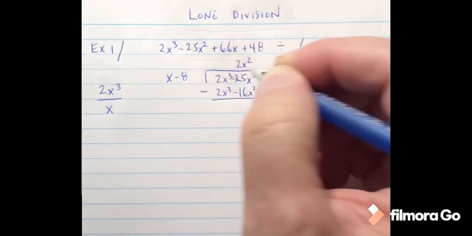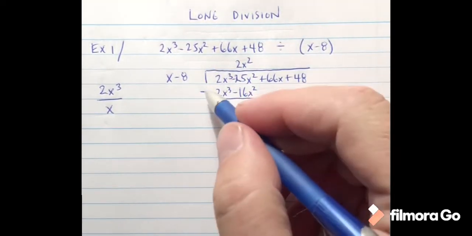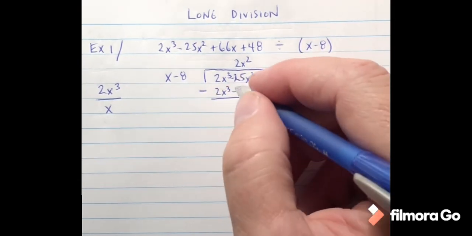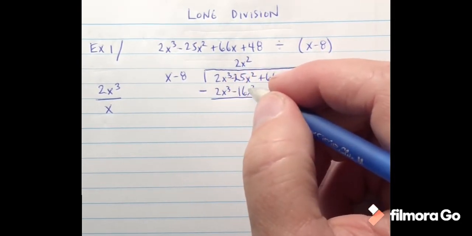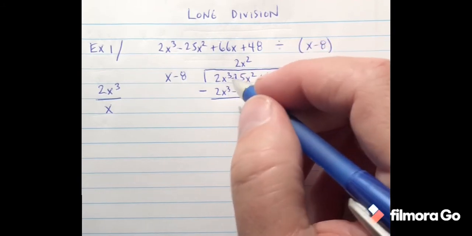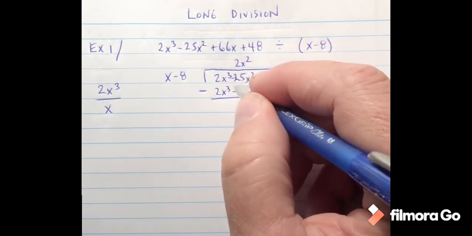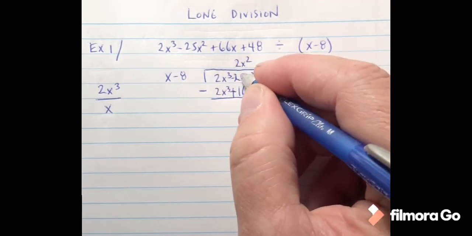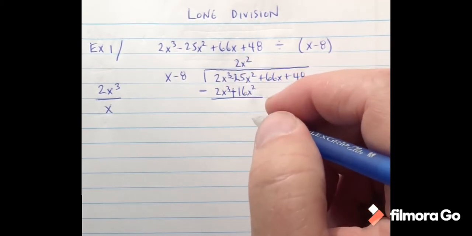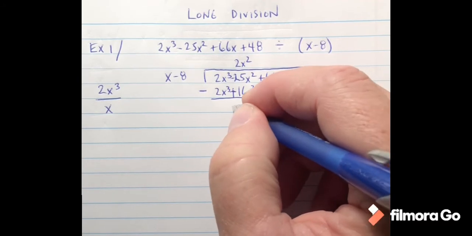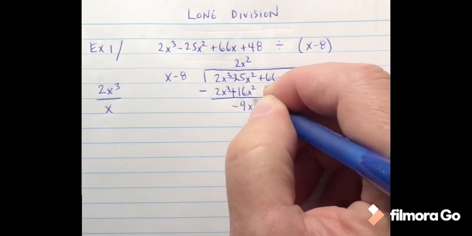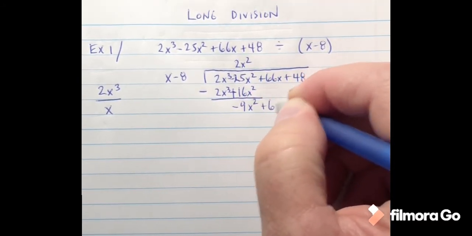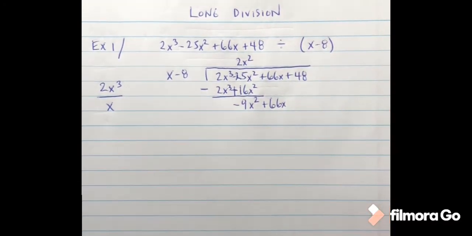Now we're going to subtract, which basically changes each of these signs. Makes that a plus. Those cancel. Negative 25 plus 16. That gives me a negative 9x squared. And then I bring down my 66x.